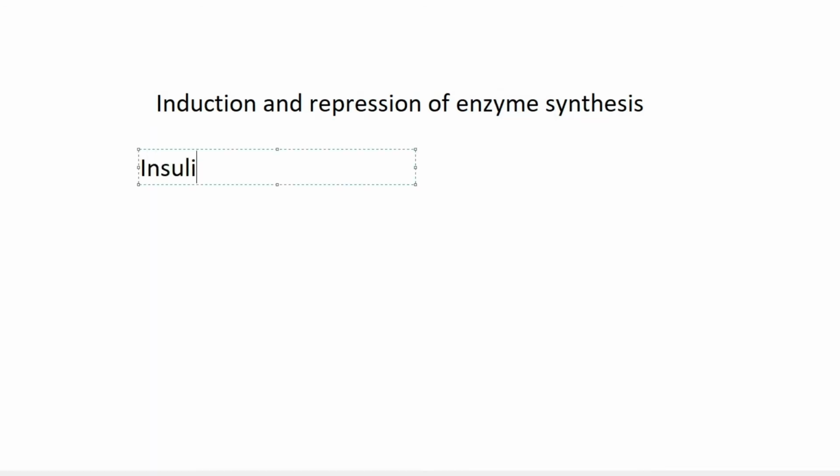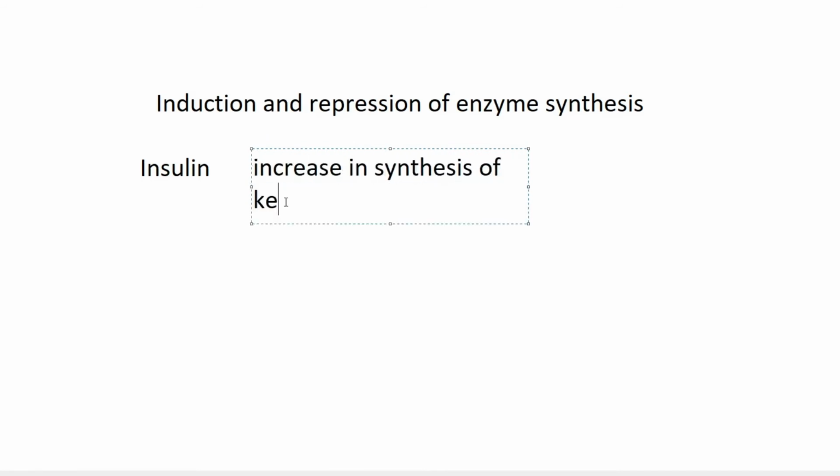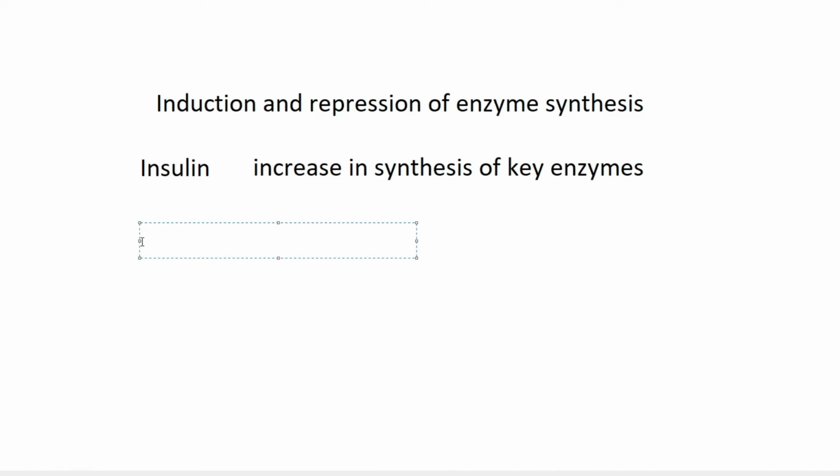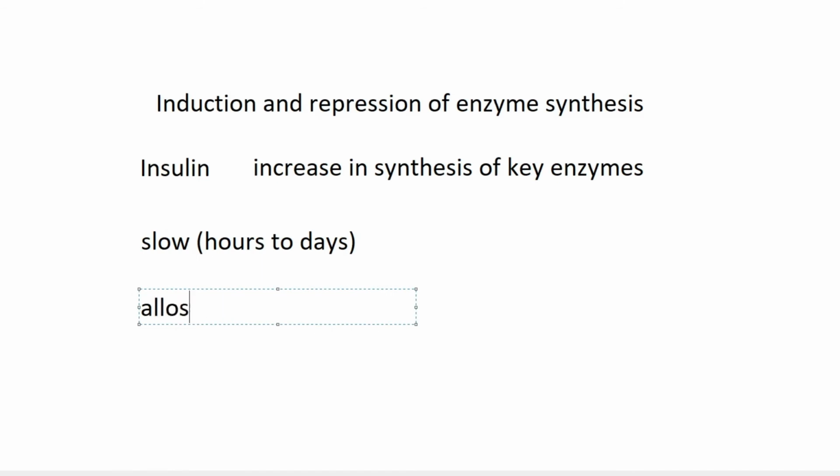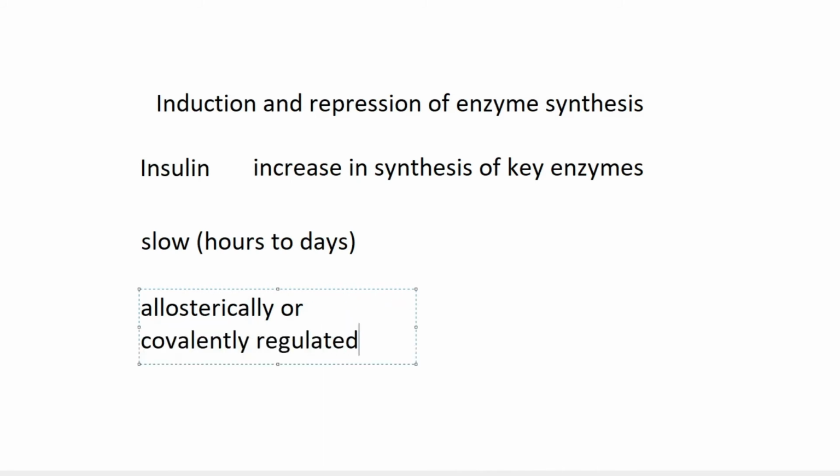The second method is induction or repression of enzyme synthesis. For example, elevated levels of insulin, which is a hormone, as a result of high blood glucose levels, cause an increase in the synthesis of key enzymes involved in glucose metabolism. So because of the increase in the level of one hormone, there is an increase in the regulation of one enzyme. The difference is that alterations in enzyme levels as a result of induction or repression of protein synthesis are slow. They take hours to days, compared with allosterically or covalently regulated changes, which occur in seconds to minutes.